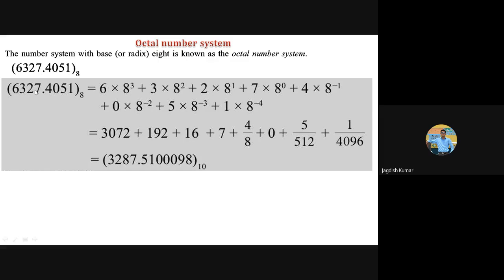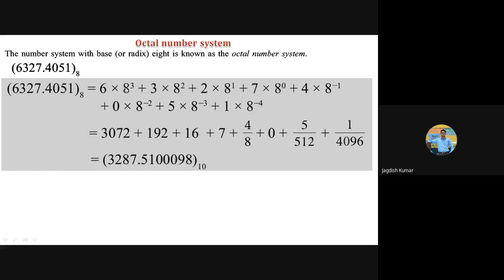So what is this number going to be? This number will be 6 into 8 raised to the power 3, because the weight for the place of this 6 is 8 raised to the power 3. Similarly, 3 into 8 raised to the power 2, 2 into 8 raised to the power 1, and so on. If you assign the corresponding weights to each digit, you will be able to get this number. I hope it is clear.